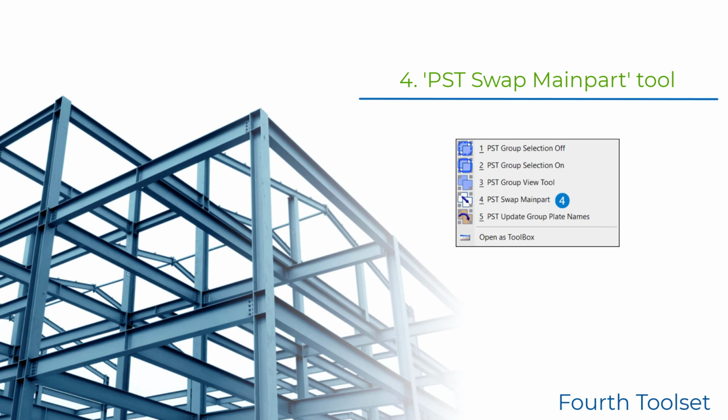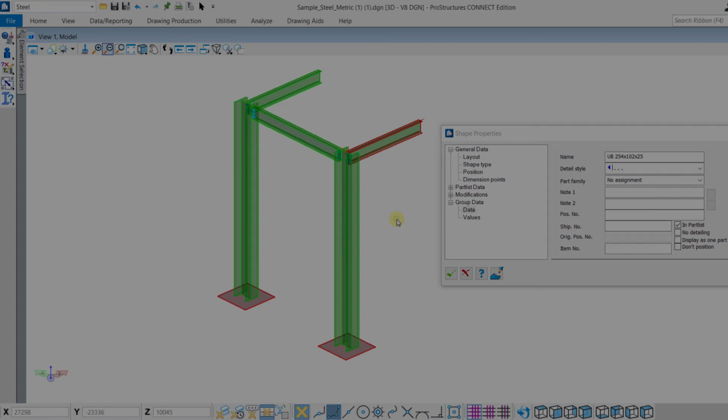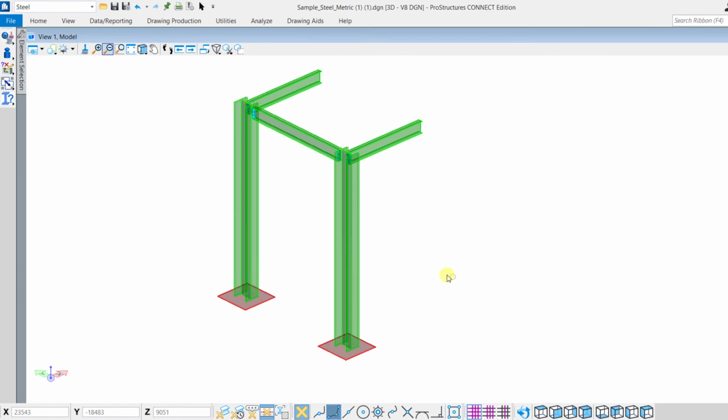Another tool from the toolset is PST Swap Main Part tool. To change the main part of the group, one has to recreate the group. This tool helps to swap the main part of the group. Select the tool and then select the group of which you want to change the main part. Then select the new main part of the selected group. The new main part will get updated.